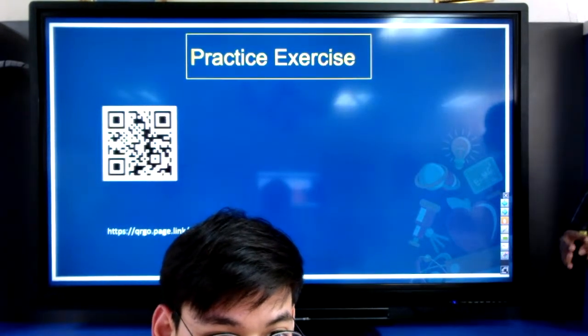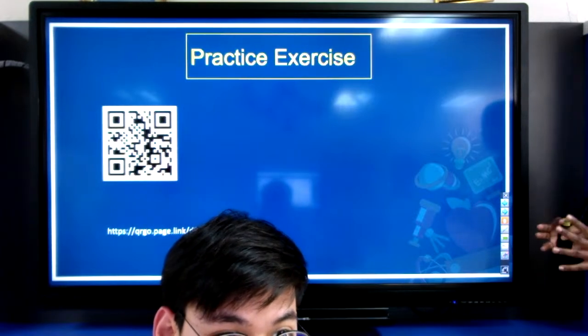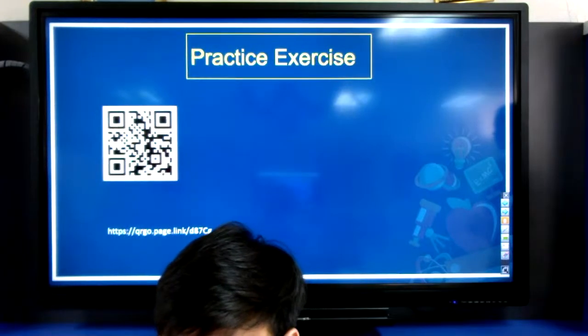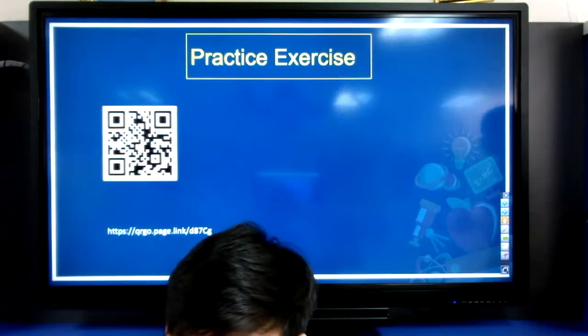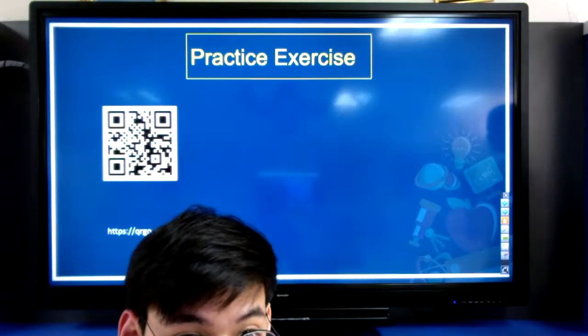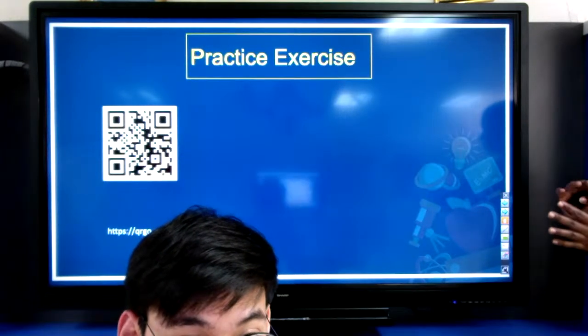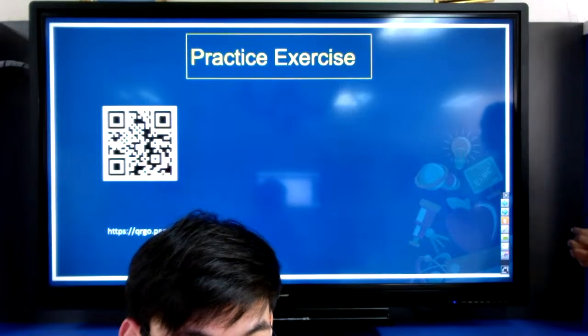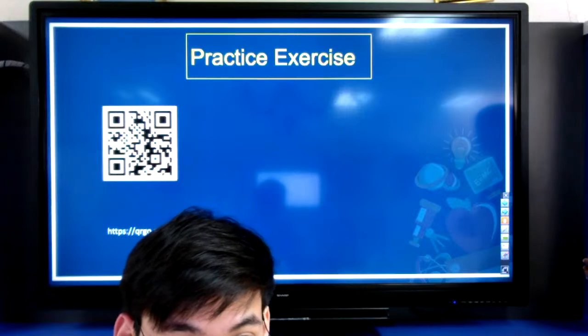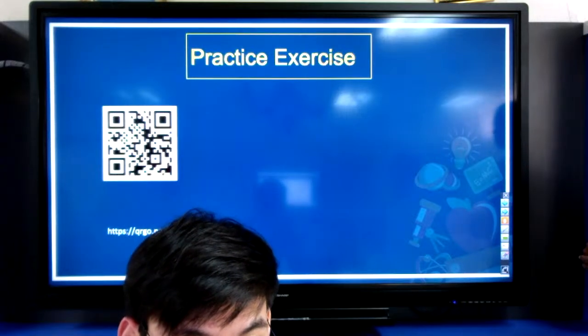You don't have to sign up to be able to do the activity. You don't have to be a member of the website. Just the first few questions are matching, and the second few questions will be just drag and drop.